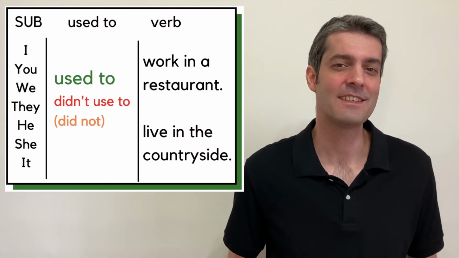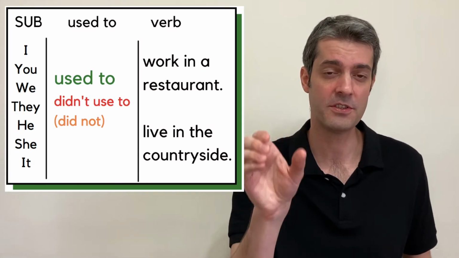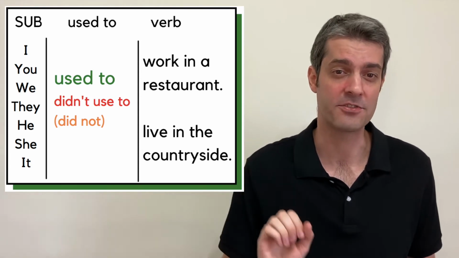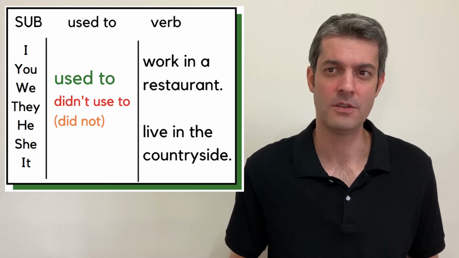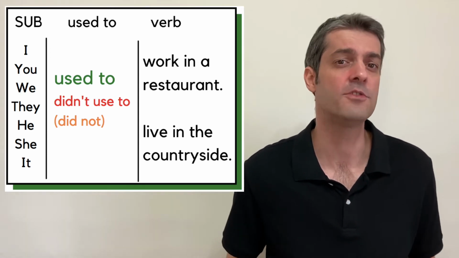To create positive sentences with used to, we have our subjects I, you, we, they, he, she, it, and used to, and our base verb and any extra information. For example, I used to work in a restaurant and they used to live in the countryside.